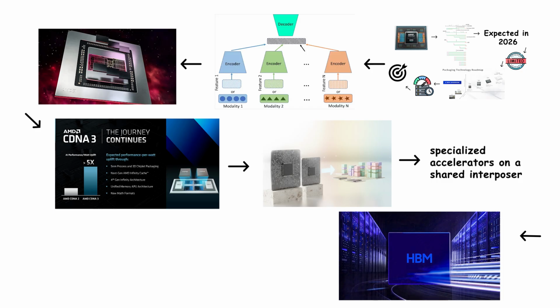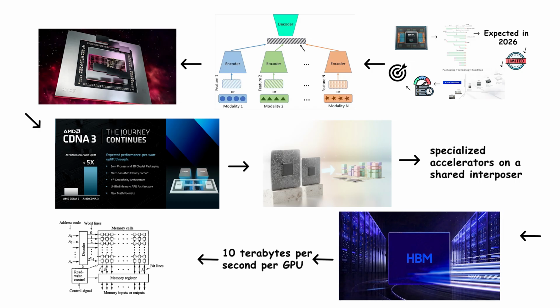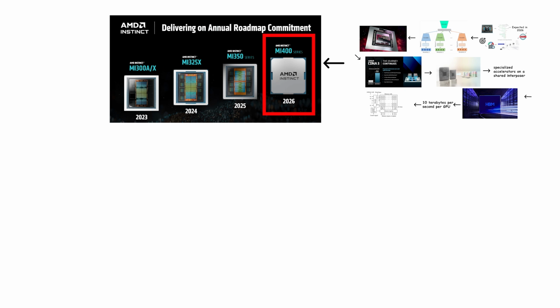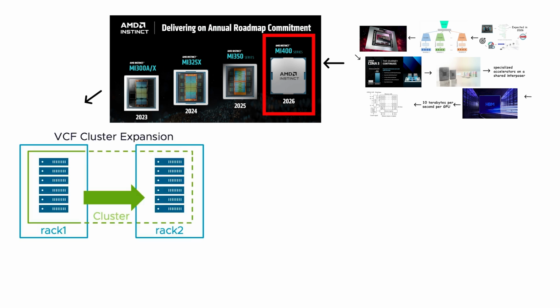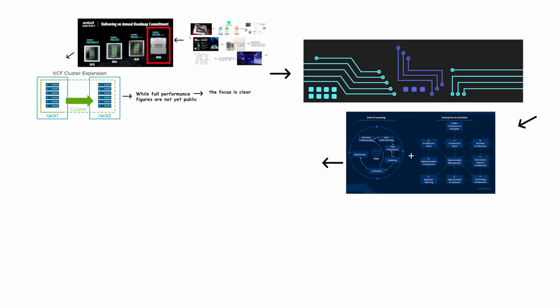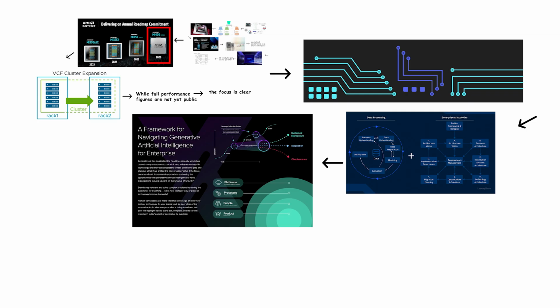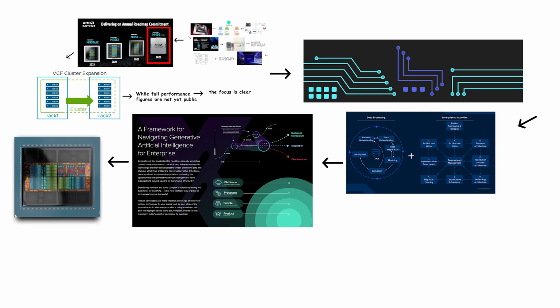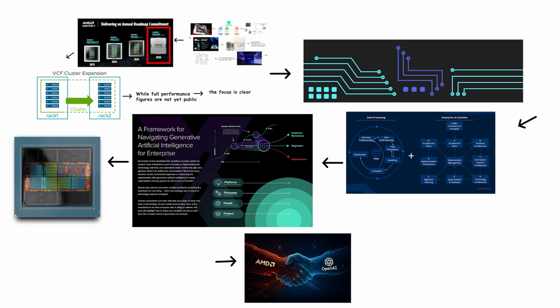Expected memory technology is HBM4, with projected bandwidths beyond 10 terabytes per second per GPU and even larger on-package memory capacities. The MI400 line will continue scaling Infinity Fabric for multi-rack deployments, effectively extending cluster performance without requiring custom networking layers. While full performance figures are not yet public, the focus is clear: optimize for AI efficiency rather than raw FLOPS, improve power per compute metrics, and integrate software-level support for the next generation of open and enterprise AI frameworks. The CDNA Next era will complete AMD's transformation into a top-tier player in AI compute infrastructure.